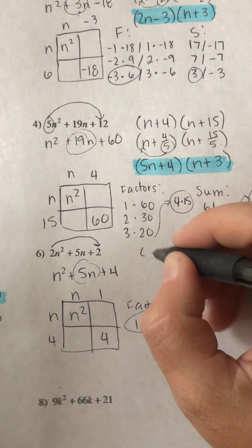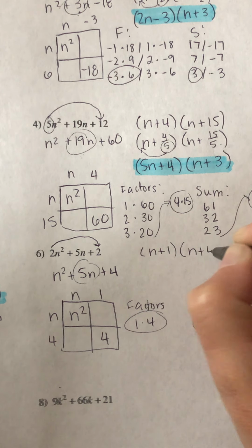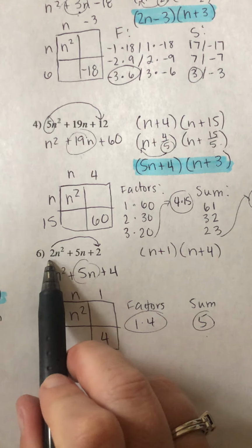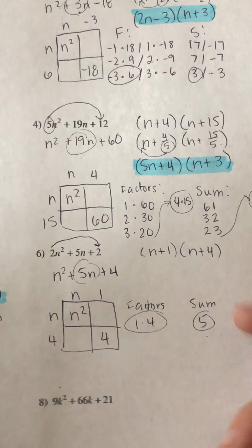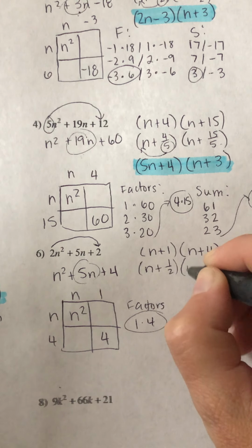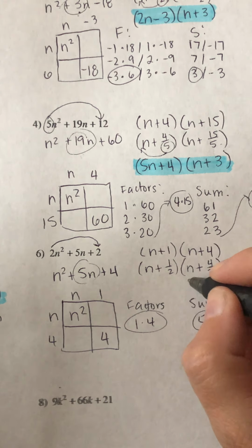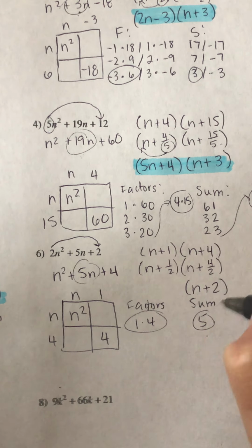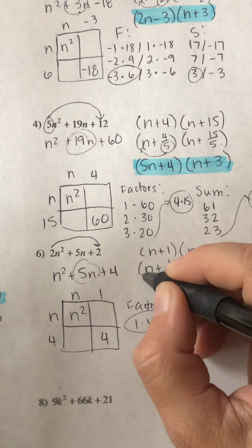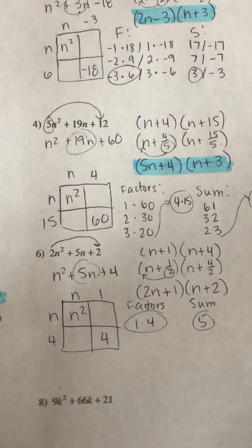Start our process of our answer. N plus 1 times n plus 4. Can't forget we're dividing it by that first number. So we really have n plus 1 over 2, n plus 4 over 2. This is going to simplify. We get n plus 2. And this doesn't, so we take our 2 and move it up front. 2n plus 1.